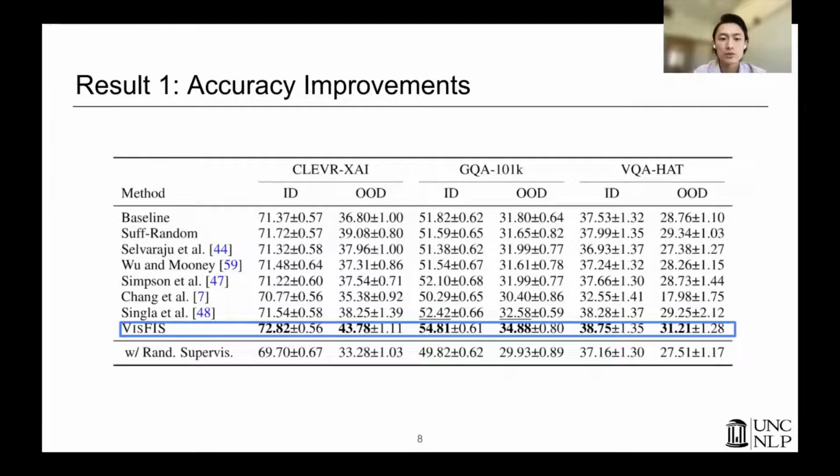Here are the main accuracy results. We find that VisFIS is the best method across three datasets for both in-distribution and out-of-distribution accuracy. Other methods typically do not improve over a strong unsupervised baseline, sub-random. The next best method is that of Singh et al., which improves over baselines only for the GQA dataset, but is still outperformed by VisFIS significantly.